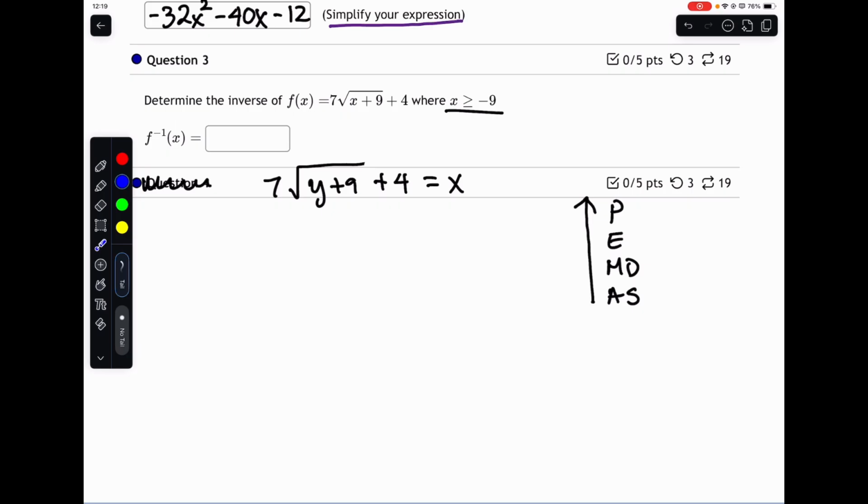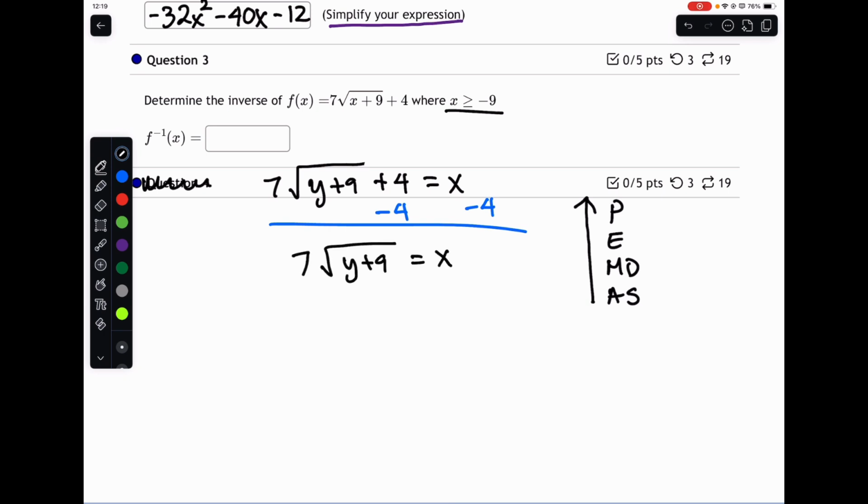And because we're adding 4, the inverse operation of adding 4 is to subtract. So we're going to subtract 4 from both sides. So minus 4, and 7 square root of y plus 9 equals x minus 4. We won't combine these two because we're solving an equation. We don't know what the value is. So x minus 4 is just going to be written as x minus 4.